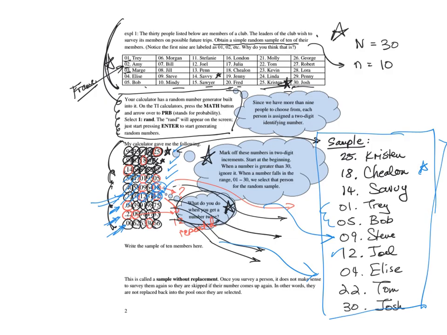This is, by the way, what you call sampling without replacement, for the very reason that we were talking about, that you would not ask Shalon or Steve the question twice simply because their number came up twice. Once you survey a person, it does not make sense to survey them again. So that's that. We'll go to the next slide, and I'll show you a little bit of the calculator stuff if in fact you're interested.